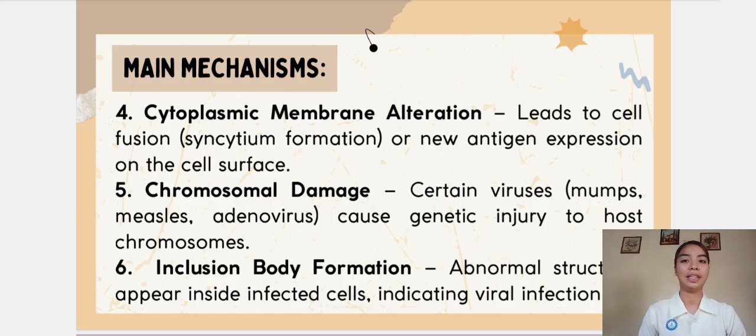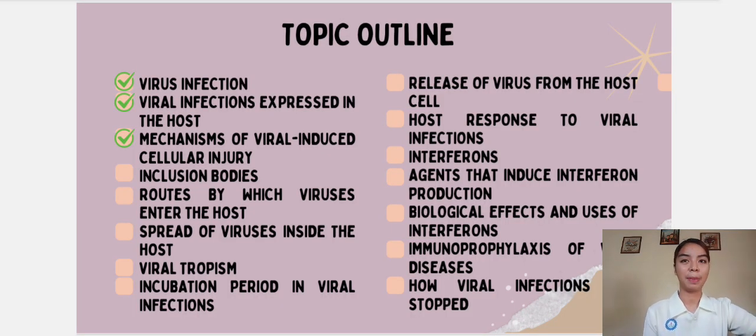Number 6, we have inclusion body formation. Abnormal structures appear inside the infected cell, indicating viral infection. One of the indicators that there is a viral infection in the host cell is the formation of inclusion bodies. As I said earlier, these inclusion bodies are visible changes, or this can cause morphological changes in our host cell. So I will be discussing it mamaya-maya lang. Malalaman natin yan. So let's move on. We are done with the mechanisms of viral-induced cellular injury.